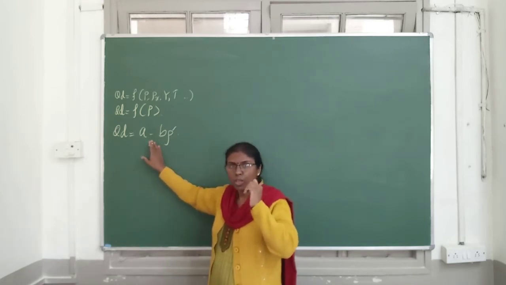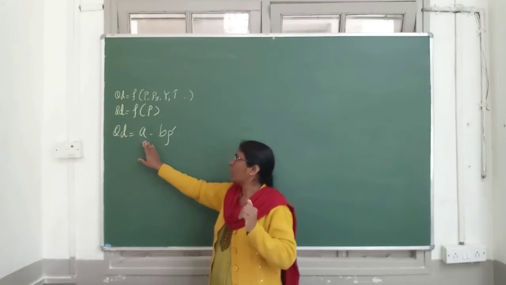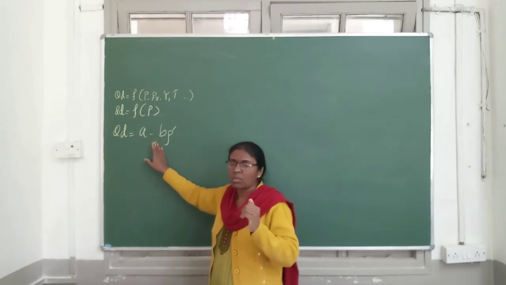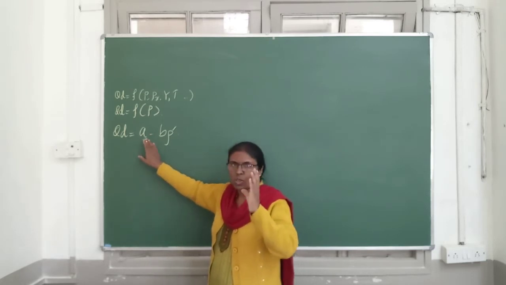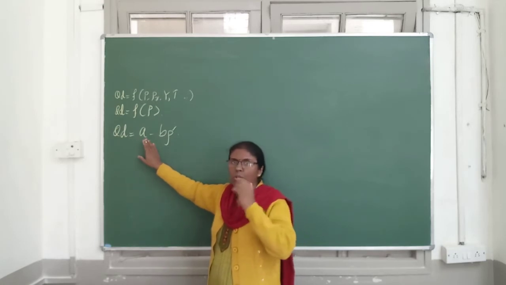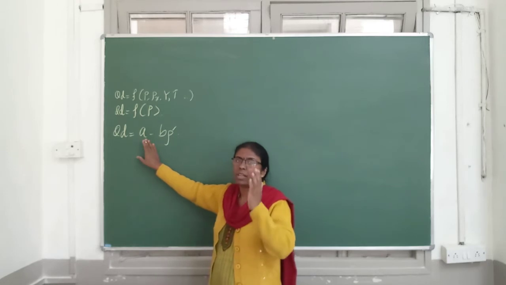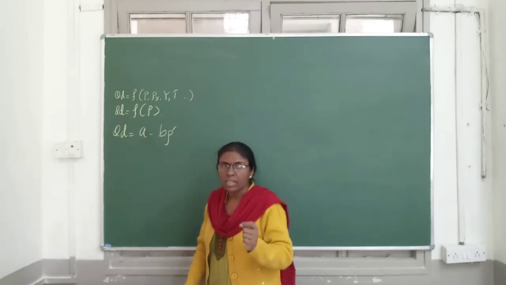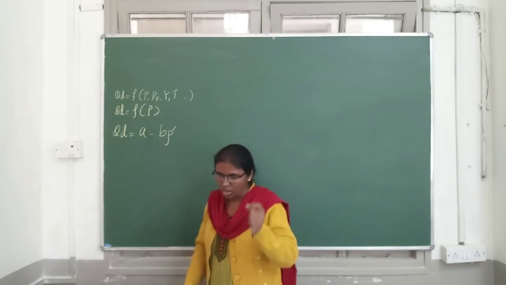Then the question arises, students. So in A minus BP, A and minus B are constants. A shows the maximum limit of the function. What does minus B represent? Minus B represents the negative slope of the function. So the question arises, how to calculate the negative slope of the function?